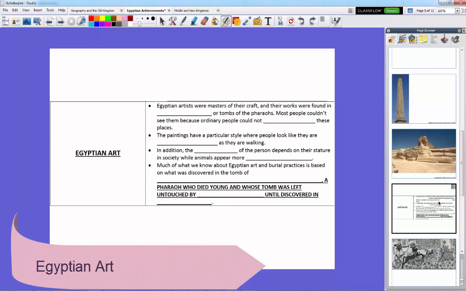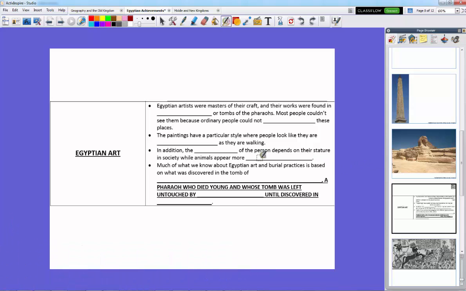art and language, and the art. So let's talk about the art itself. Now, Egyptian artists were masters of their craft. Most of their works were found in temples or tombs, as you saw, but most people couldn't see them because ordinary people couldn't visit them. They were too busy paying taxes and trying to survive in order to do this. Visiting temples was a job for a priest or someone important.